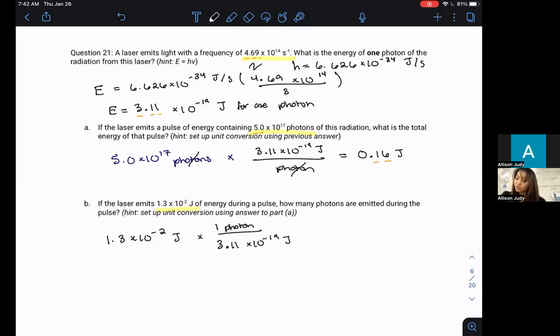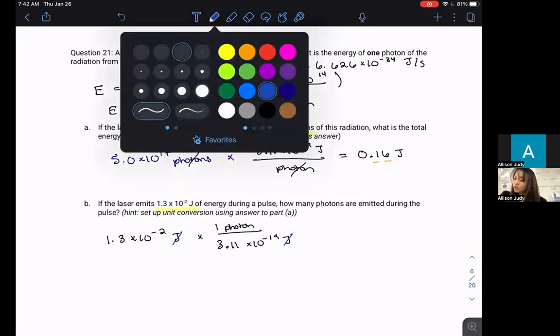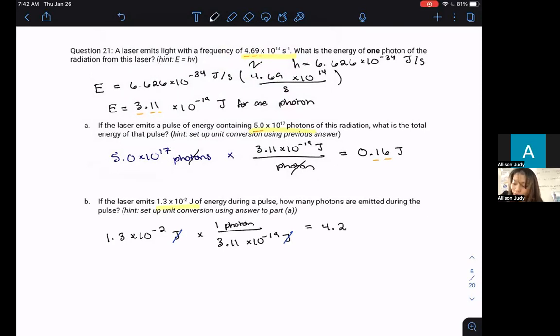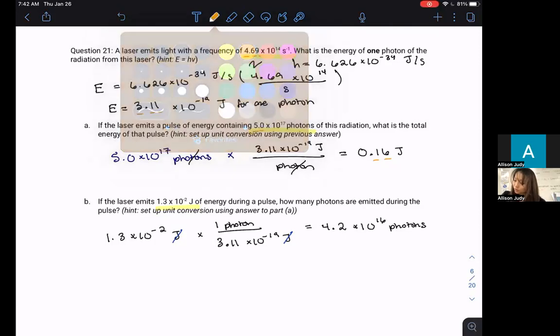And this time we flip it so that the joules cancel, right? Your old units cancel, and you're using an established relationship between the two to land you at the final unit of measurement, which in this case is our photon. And we get that if we have this much energy initially being emitted, and we know that 3.11 times 10 to the negative 19 joules is emitted per photon, we have approximately 4.2 times 10 to the 16th photons being emitted to produce that initial amount of energy. And again, we check, are we in the correct sig figs? Yes, we are.